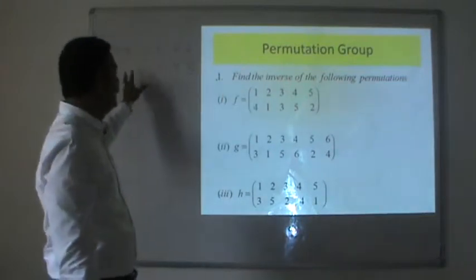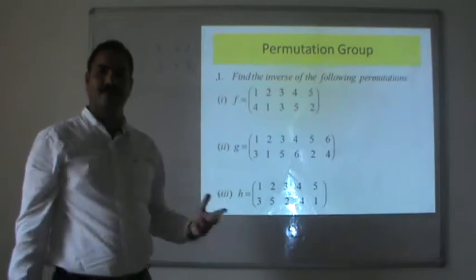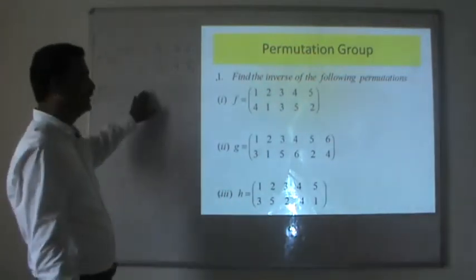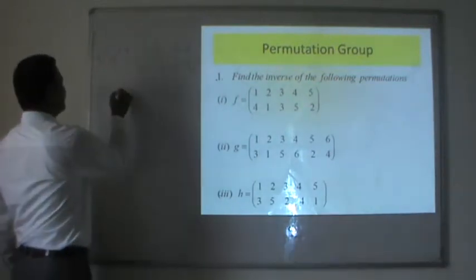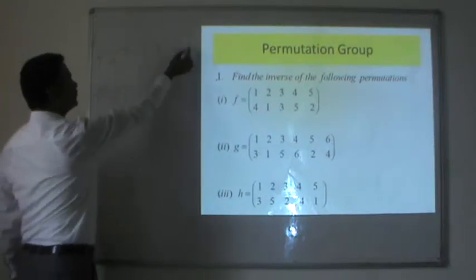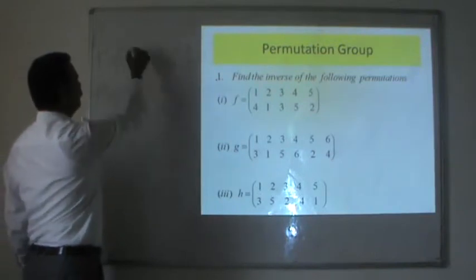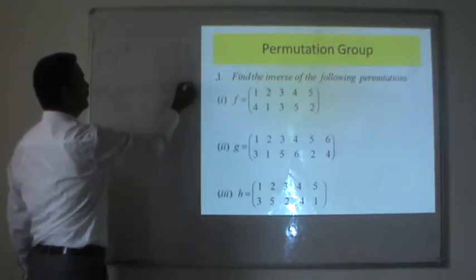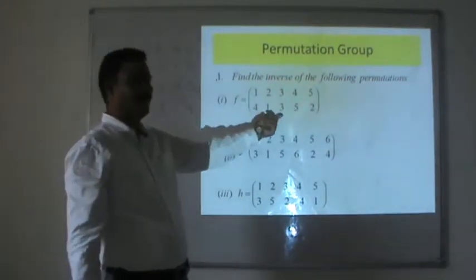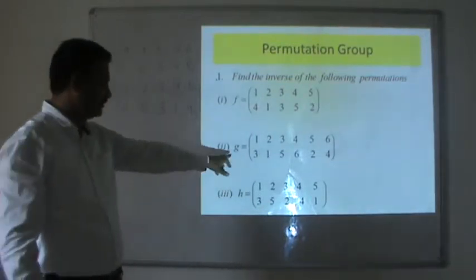Further, we can easily rearrange because we know that a permutation can be written in several ways. That means if we interchange any two columns, it does not affect the nature of the permutation. So this F inverse can also be written as 1 mapped on 2, 2 mapped on 5, and 3 mapped on 3, while 4 mapped goes to 1, and 5 goes to 4. This is the inverse permutation for this given permutation F. Similarly, we can easily determine the inverse permutation for G also.